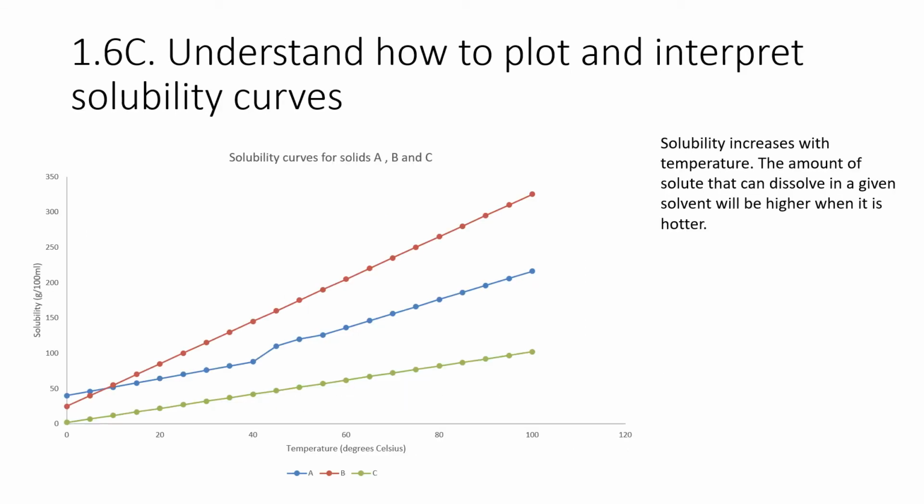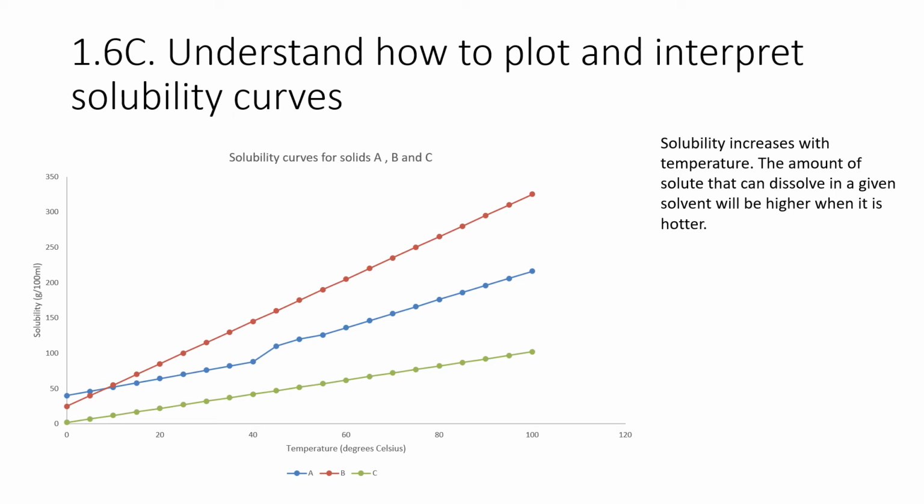Specification point 1.6c. Understand how to plot and interpret solubility curves. So a solubility curve is a graph that represents the solubility of a solute at different temperatures, and this is in the same units as we just used, grams per 100 ml or grams per 100 grams. As you can see, solubility generally increases with temperature.